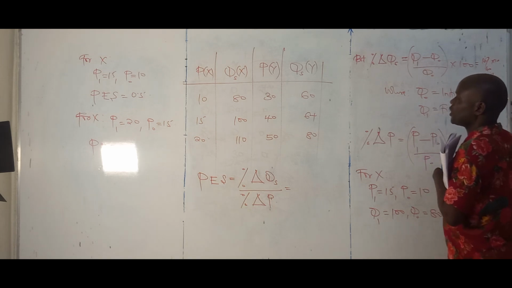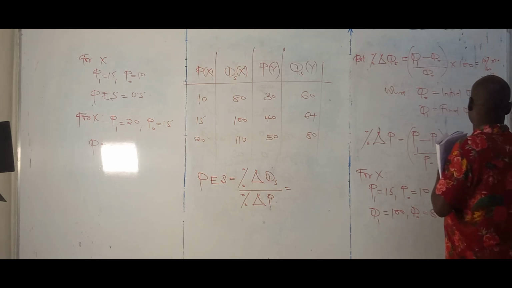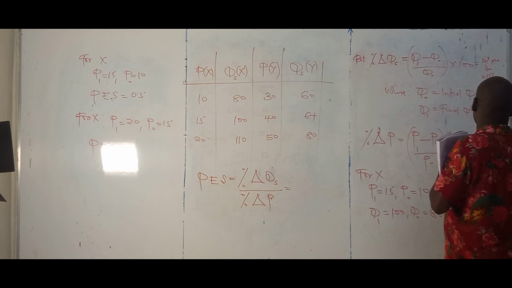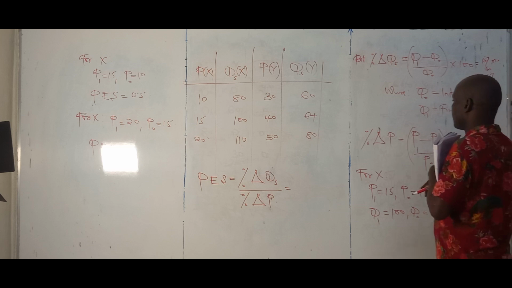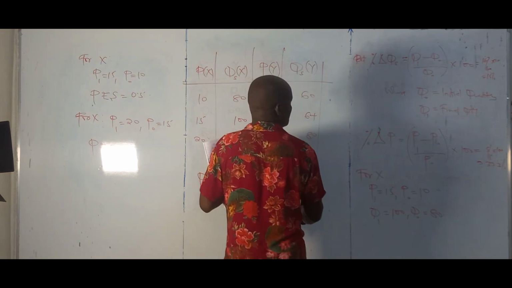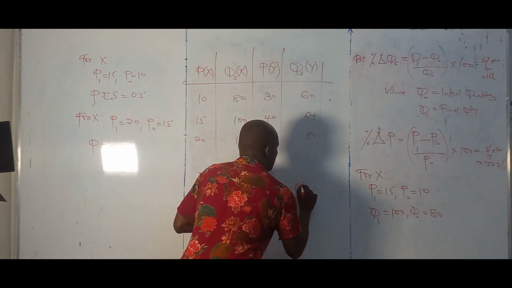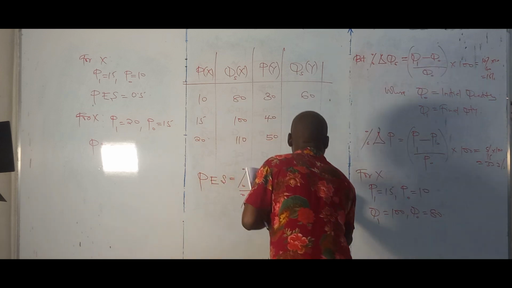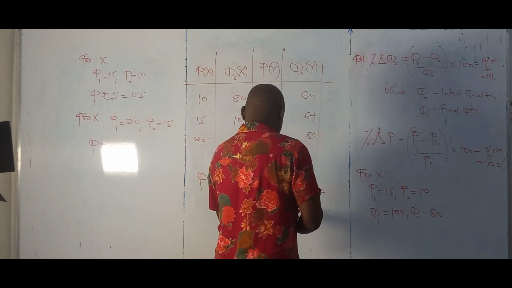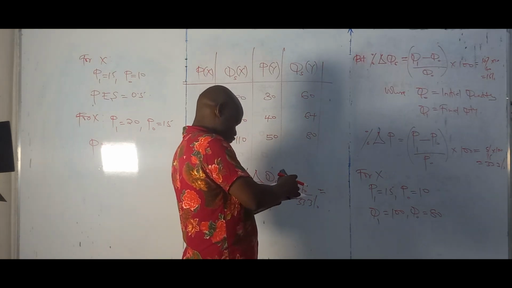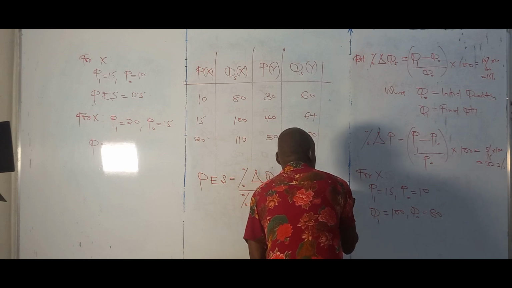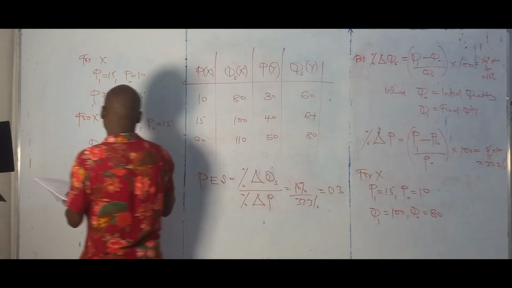Price change is 20 minus 15 over 15. So that is 5 over 15 times 100, and that is approximately 33.3%. So this now becomes 10% all over 33.3%, and if you work that out, it should give you about 0.3. So this becomes 0.3.